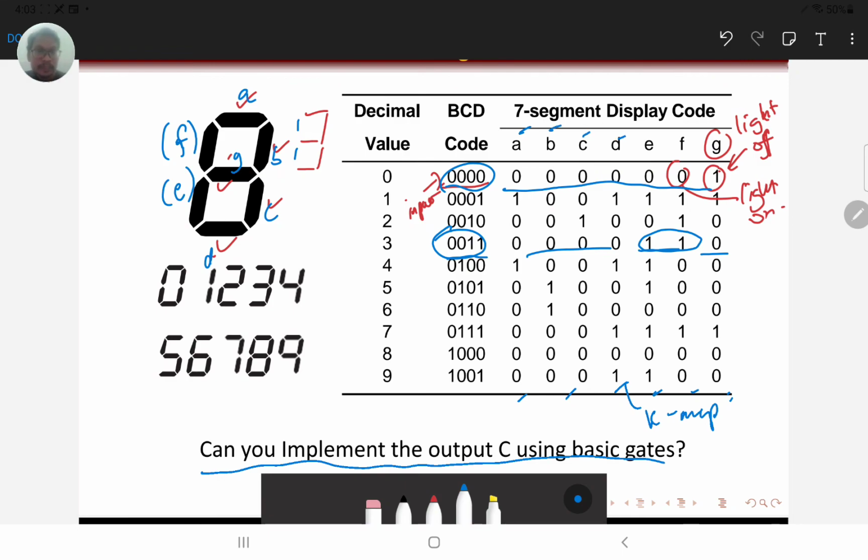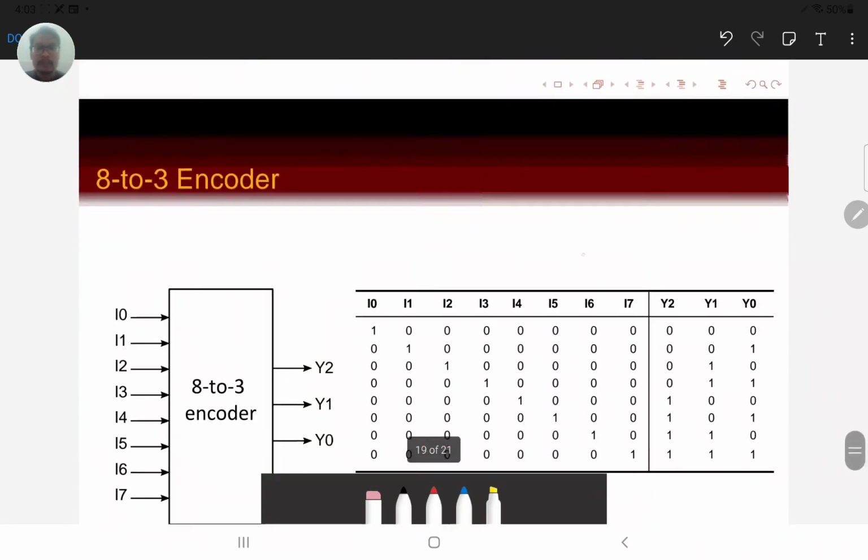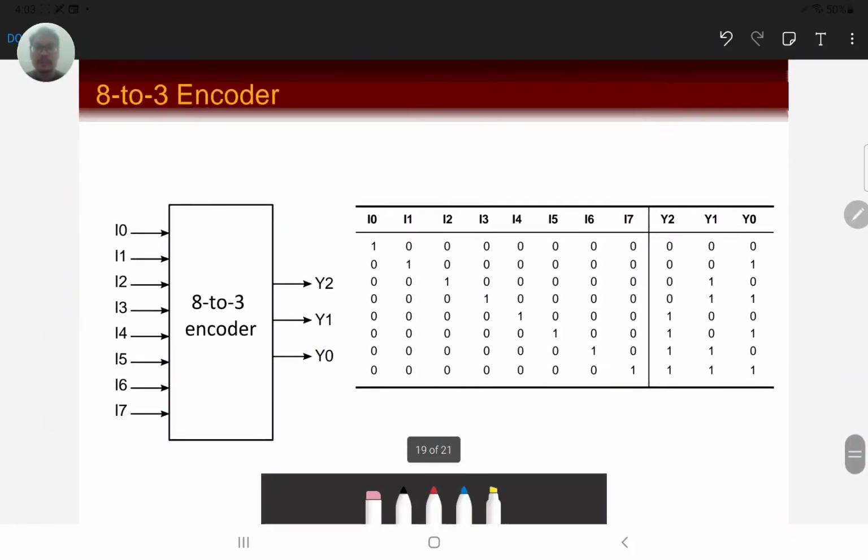And for each one, for example, the simplest one will be for C. You can see that our output C is in fact A bar, B bar, C, D bar, according to this. Then we can derive our Boolean equation.